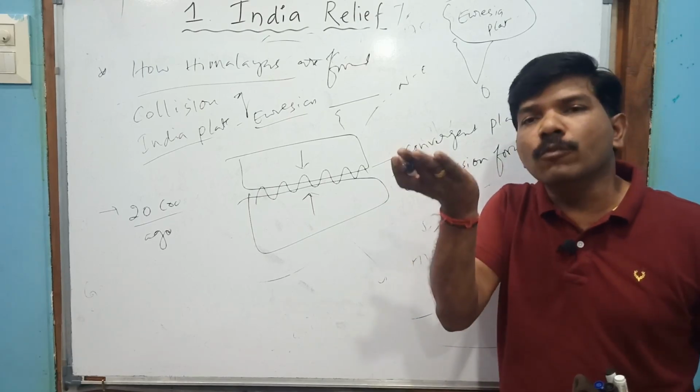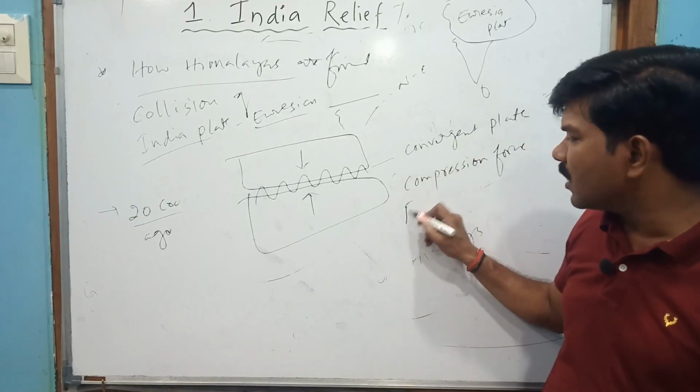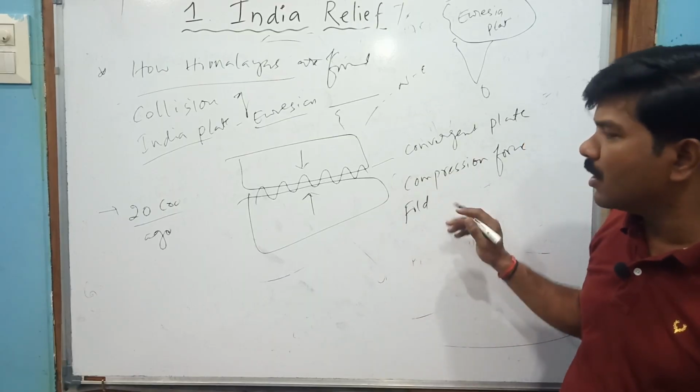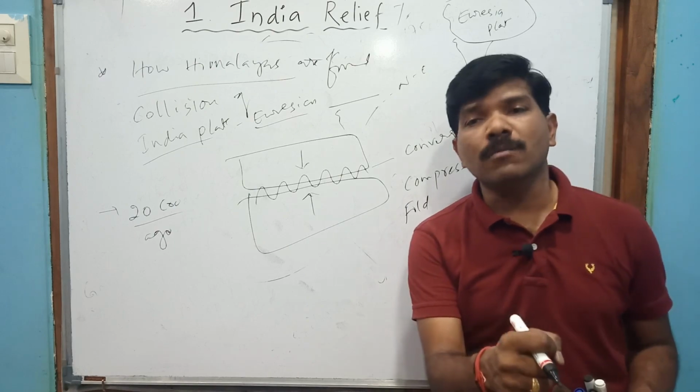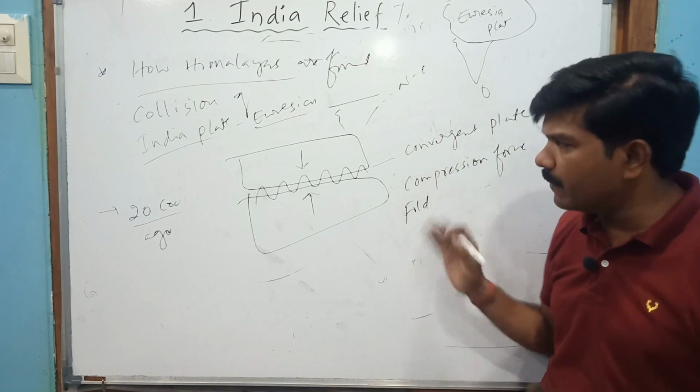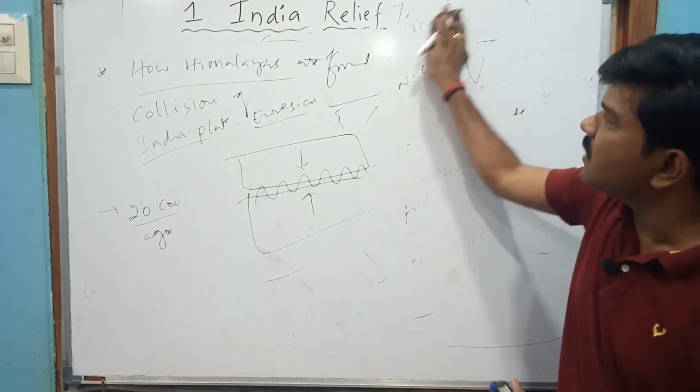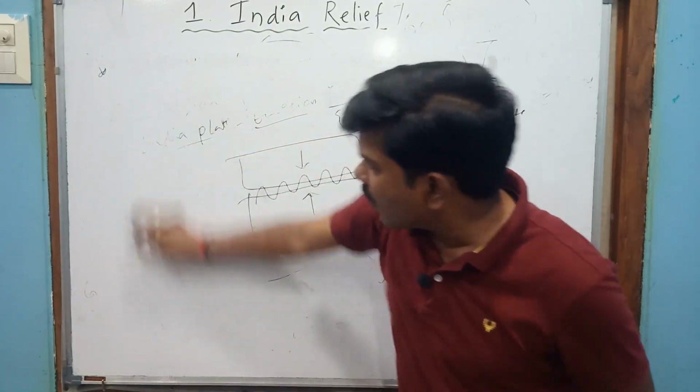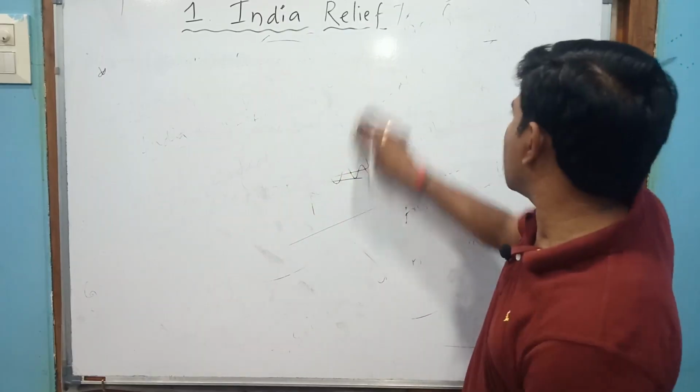So because of this movement, mountains are formed. What mountain formed? Fold mountains are formed. Himalayas are the youngest fold mountains. I repeat, Himalayas are the youngest fold mountains in the world. Okay, right. So this is the way Himalayas are formed. Okay, nice. Then what about the other parts?